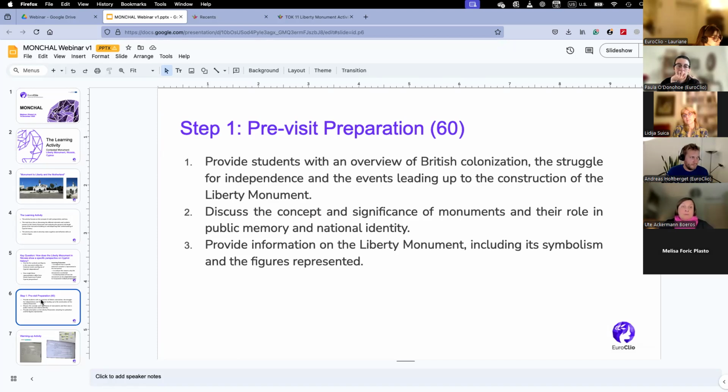Also students coming from countries with difficult histories and situations. So currently we have a number of Israeli students. And of course, it is very interesting to also see how they approached a contested monument.